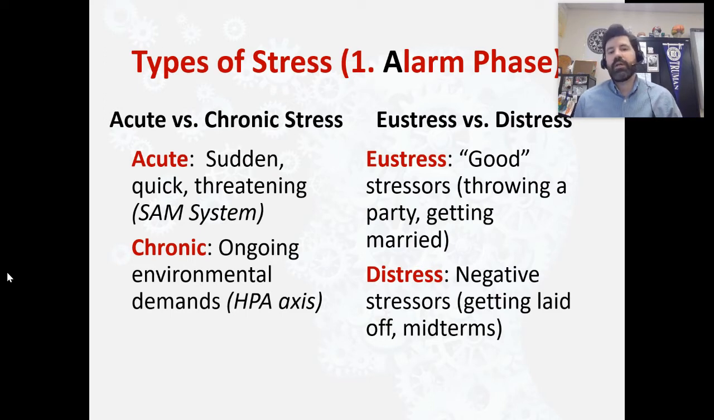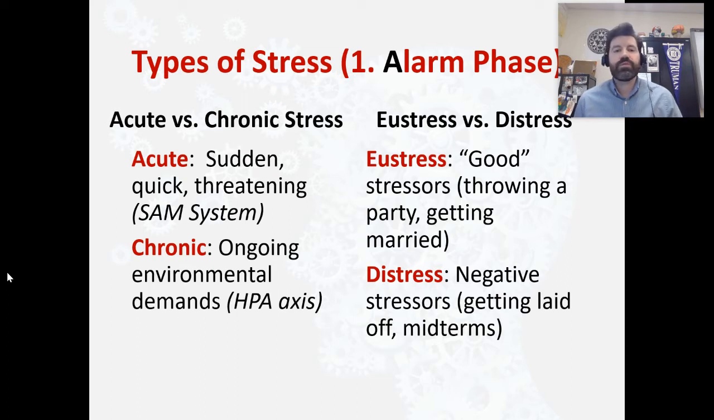We also have chronic stressors, and these are stressors that we have every day that never seem to go away. These are the things that stress us out day in and day out, that we all experience. And you can think environmental demands like the demands of school or your job or the demands at home, things like that. And our body responds to chronic stressors through what's called the HPA axis. And again, we'll talk about that in our next slide.